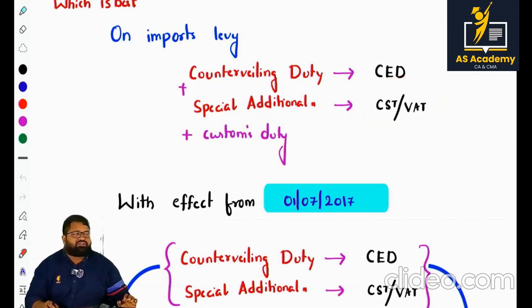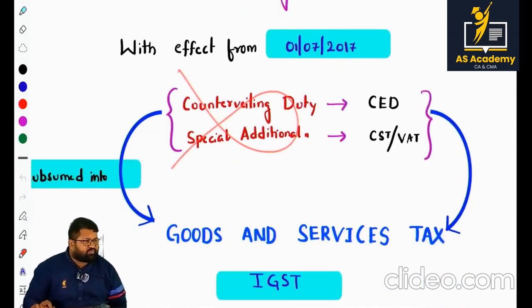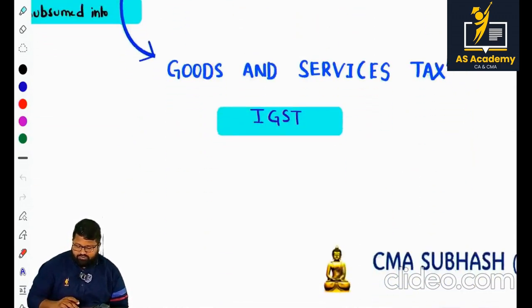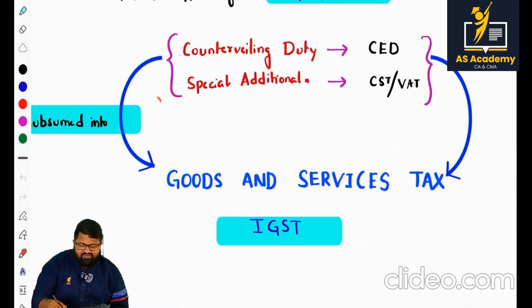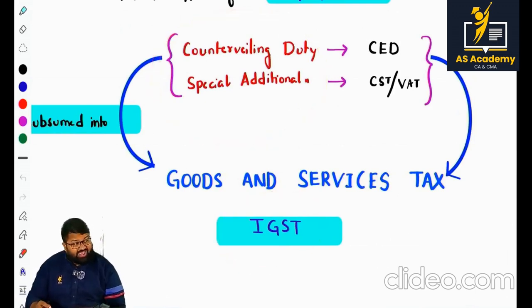But with the implementation of GST, that is from 1/7/2017, who are no more present? Countervailing and special duty are not present. Okay, so now with respect to these things, what is levied? IGST. What is the reason? Import. Even though it is import, it is like deemed interstate sales. Okay, deemed interstate supply, and automatically IGST is levied basically.